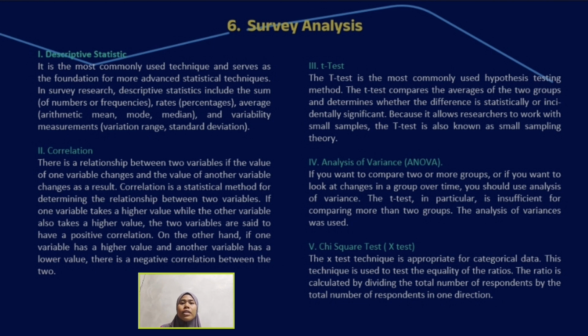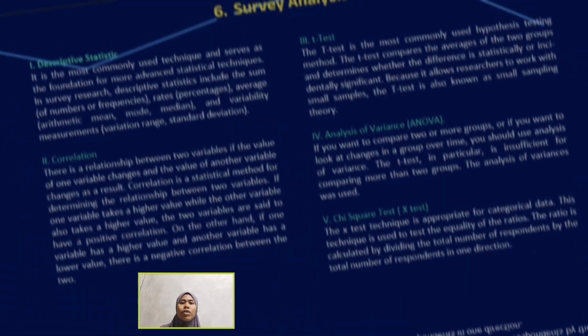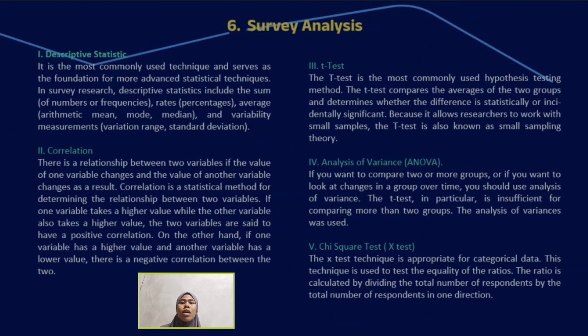Number 2, correlation. There is a relationship between two variables if the value of one variable changes and the value of another variable changes as the result. Correlation is a statistical method for determining the relationship between two variables. If one variable takes a higher value while the other variable also takes a higher value, the two variables are said to have a positive correlation. On the other hand, if one variable has a higher value and another variable has a lower value, there is a negative correlation between the two.